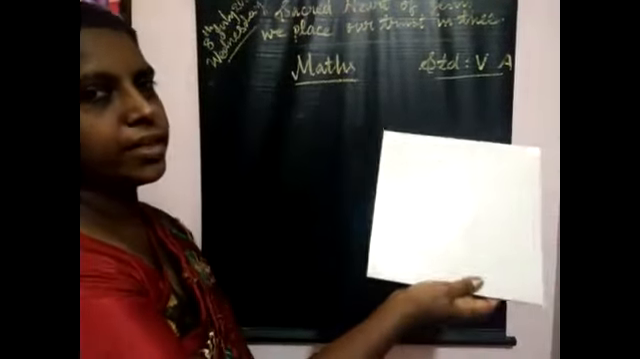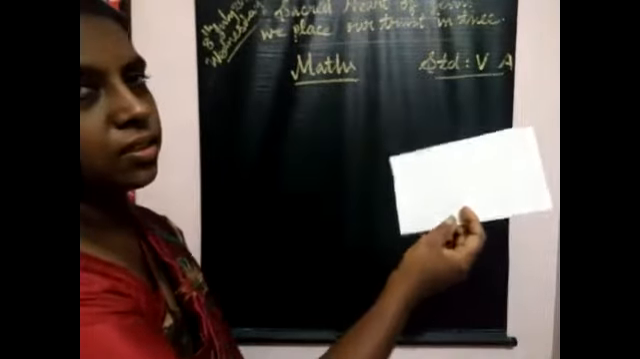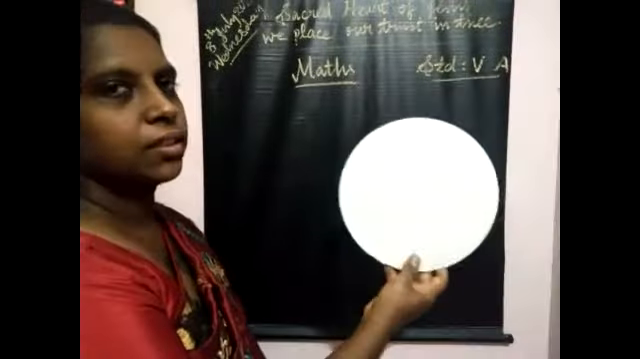Last class we have studied about angles, and this class we are going to study a new part in our chapter. First of all, I will show some cards and you have to tell me what they are. What is this? A square. What is this? Rectangle. What is this? Circle.